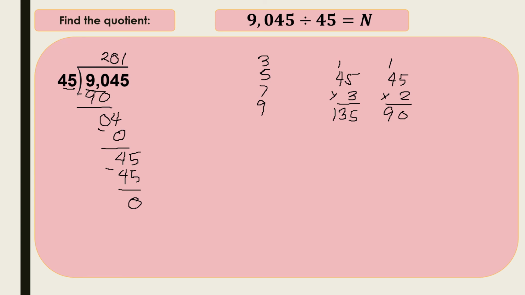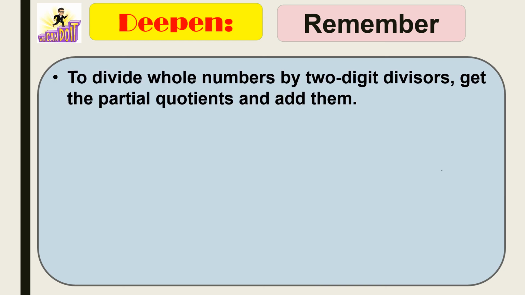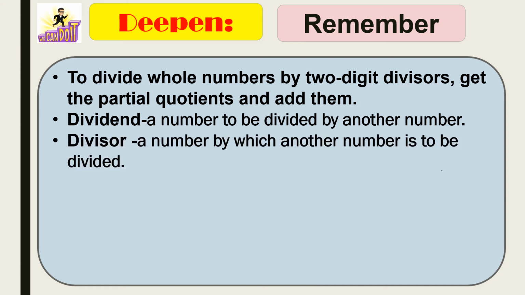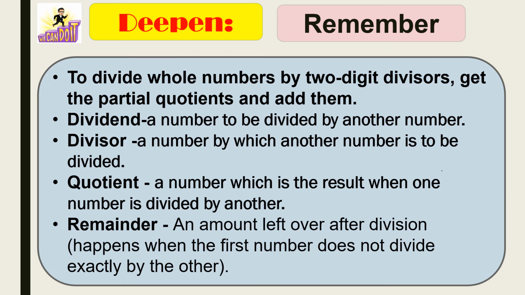Okay, last. Remember, to divide a whole number by a two-digit divisor, get the partial quotients and add them. The dividend is a number to be divided by another number, the divisor is a number by which another number is to be divided, the quotient is the result when one number is divided by another, and the remainder is an amount left over after the division, which happens when the first number does not divide exactly by the other. If you want to check your answer, you must multiply the quotient by the divisor, and if it has a remainder, you need to add it after you get the product of the divisor and the quotient. That's it for now.